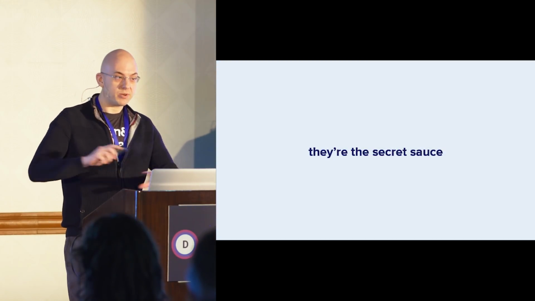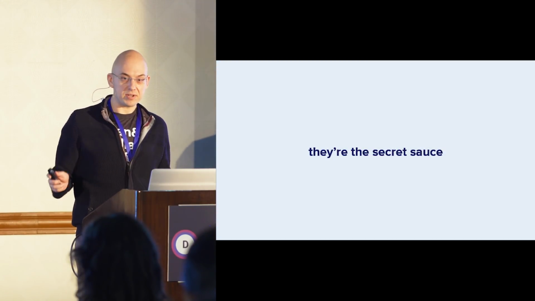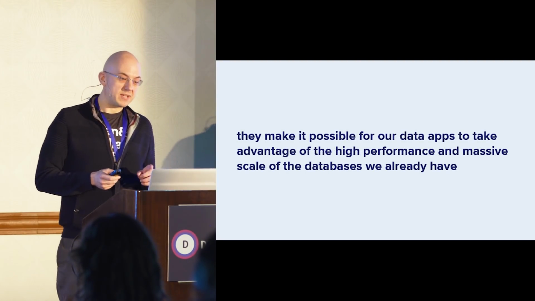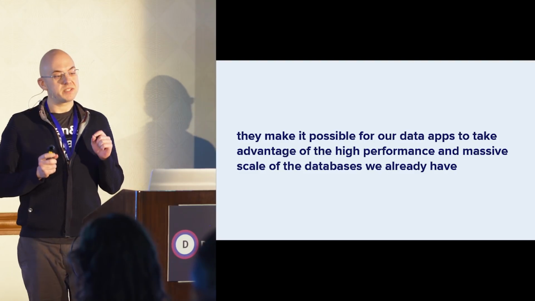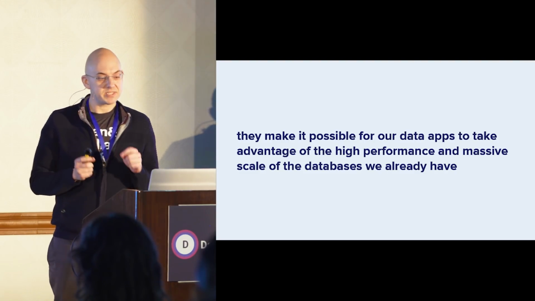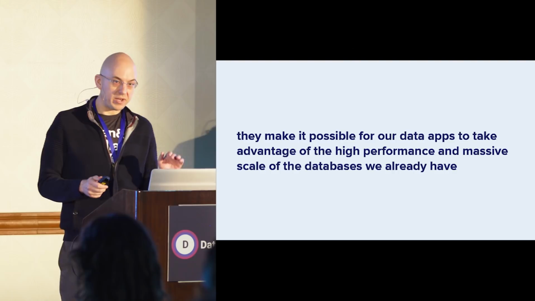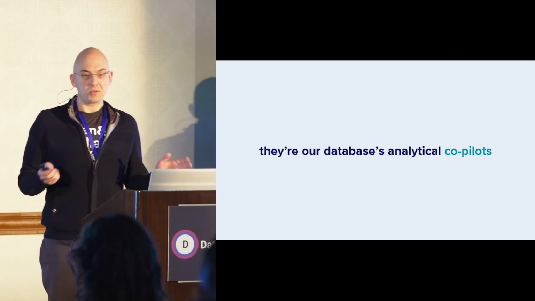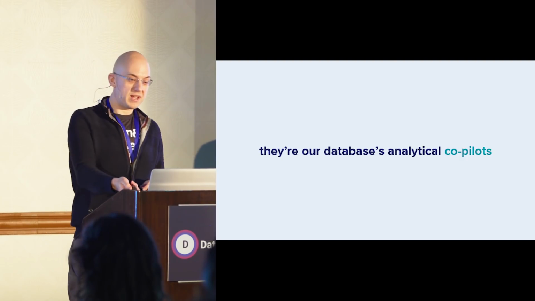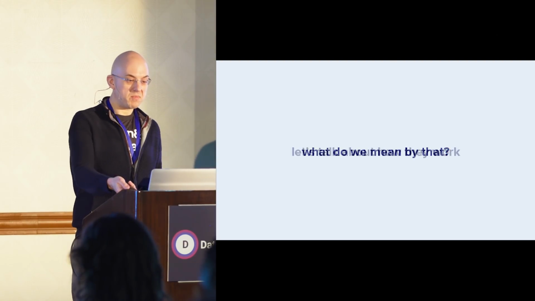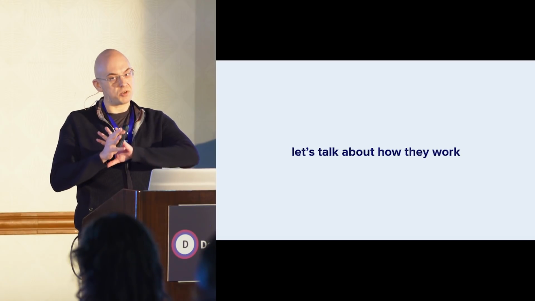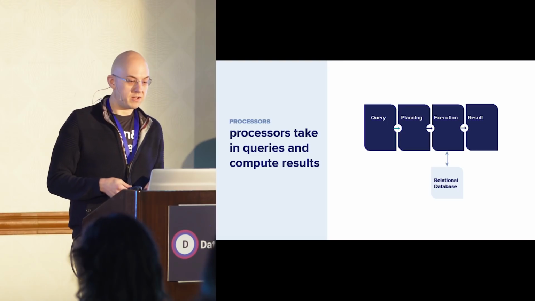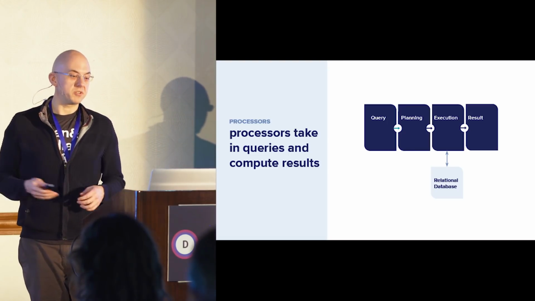So processors are the secret sauce to the whole thing, and we're going to go into some detail about how they work. This is the important part about processors. They make it possible for our data apps to take advantage of the high performance and massive scale of the databases that we already have deployed in our organizations. They're what we call our databases' analytical copilots, which hopefully you'll see why when we go through these examples. What do we mean by that? Well, let's talk about how a processor works at a technical level, and dig in to see how they take our database and deliver stuff back out to our app.